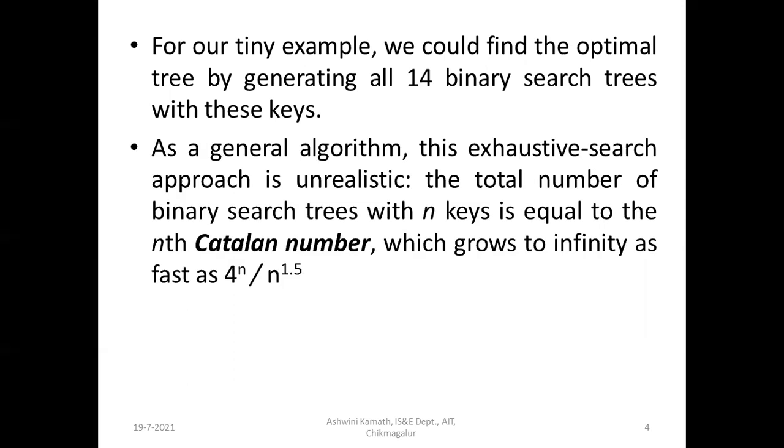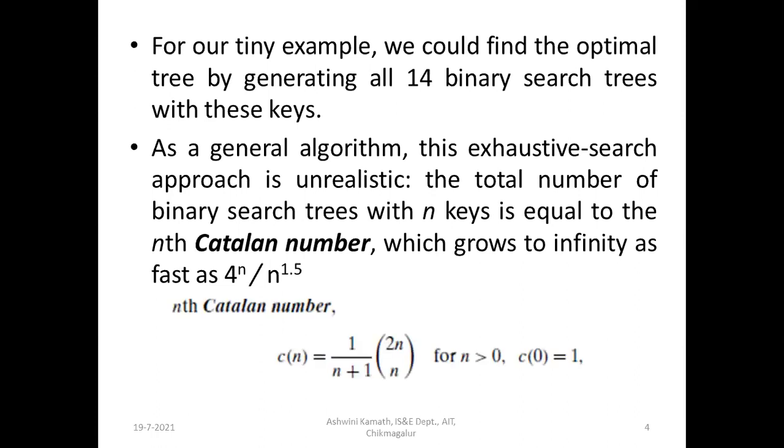But if we have n keys and the value of n is large, then what happens? As a general algorithm, this exhaustive search approach is unrealistic. We cannot find all the possible binary search trees if n is large. The total number of binary search trees with n keys is equal to the nth Catalan number, which grows to infinity as fast as 4 to the power of n divided by n to the power of 1.5. This nth Catalan number can be calculated using this formula.